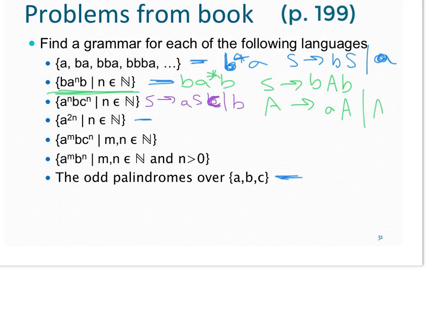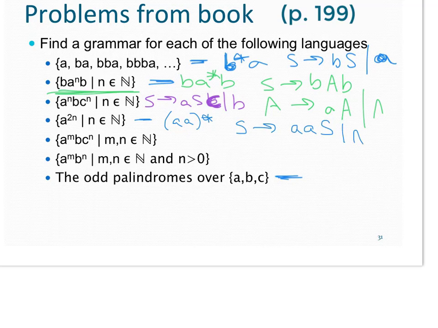All right? Let's do this next one here. A to the 2N, N is an integer. So we have to always add pairs of A's. We can have 0 A's, 2 A's, 4 A's, and so on. So this is actually the regular expression AA star, right? And again, relatively straightforward. There's no bubbling here. S can go to two A's and an S, or lambda.